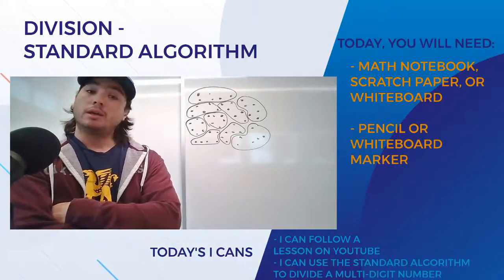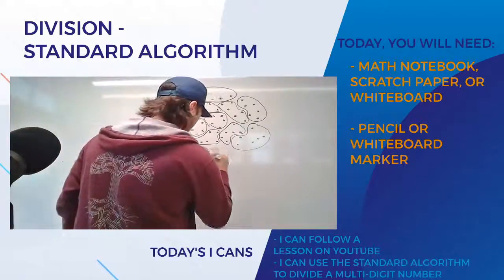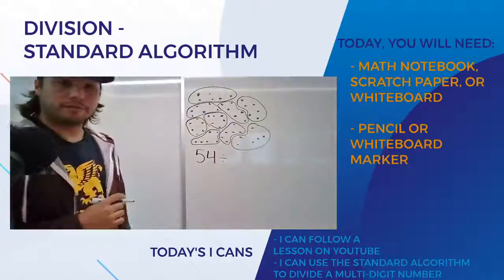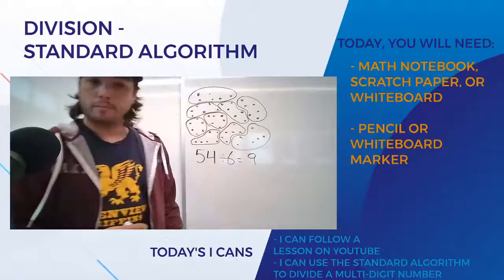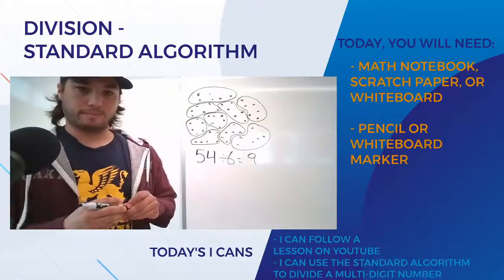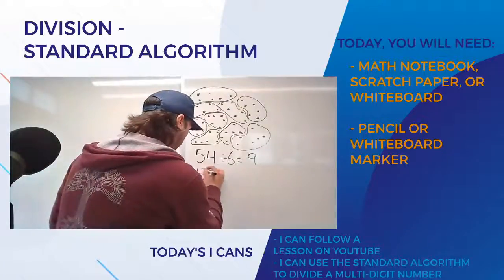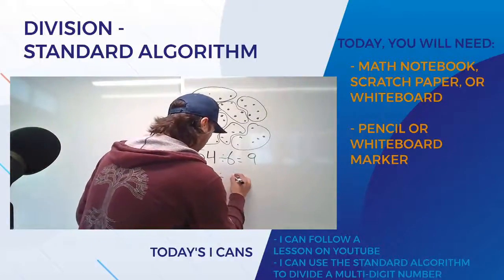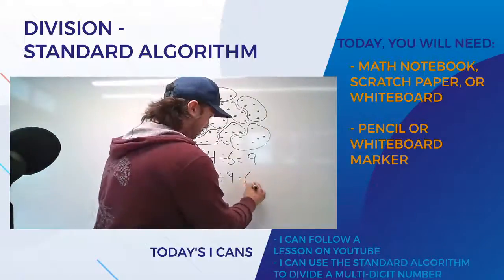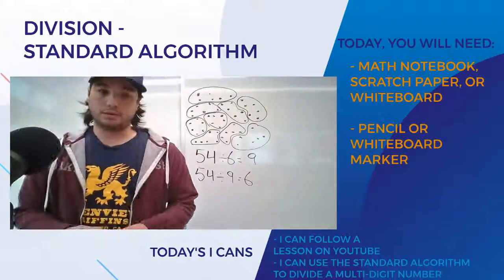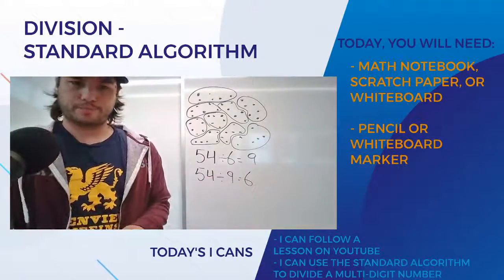But now we're taking those 54 dots and we're dividing it by 6 to make 9. The other way you can think about it is 54 divided into 9 groups with 6 in each group. Both of these equations are true.